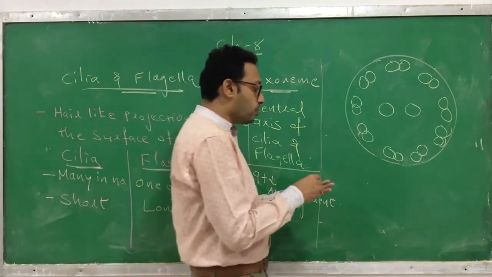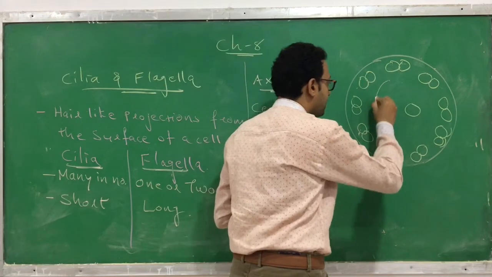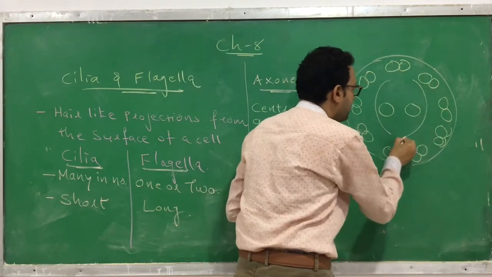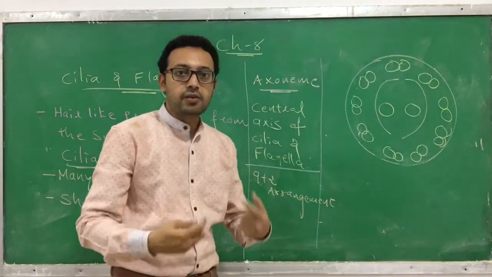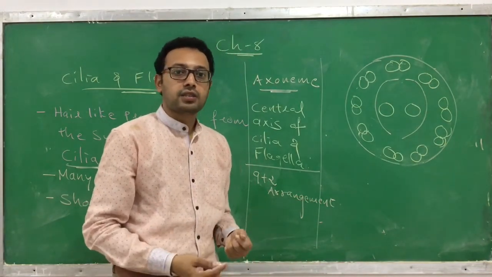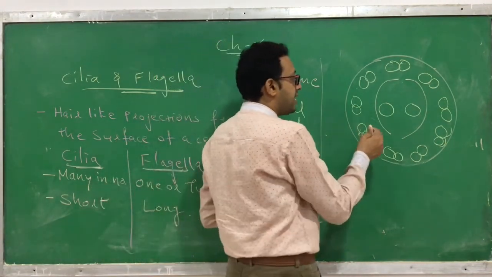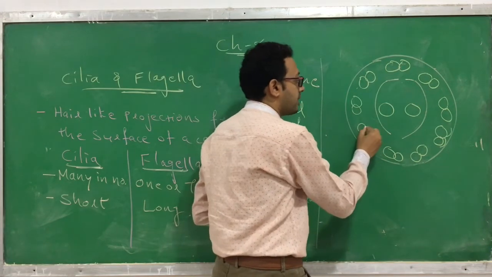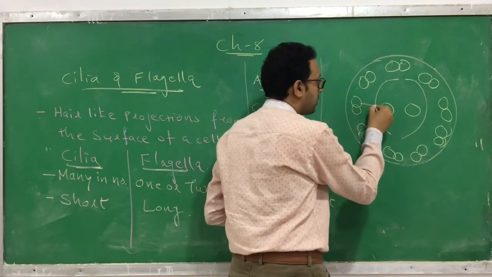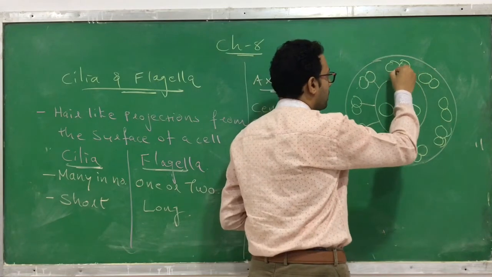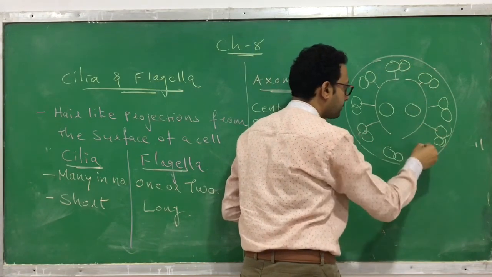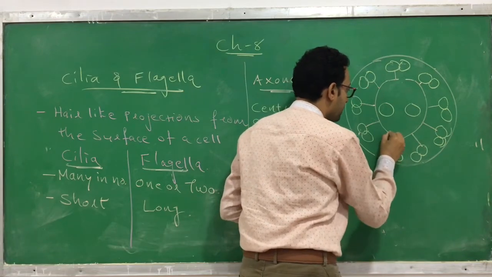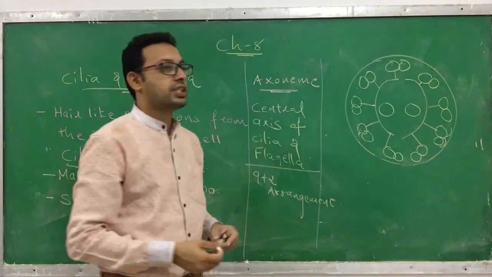These two which are present in the center are covered or surrounded by a sheath. And these 9 doublets are attached to the sheath via radial spokes. So this is a radial spoke by which they are attached. They are attached to a central sheath.